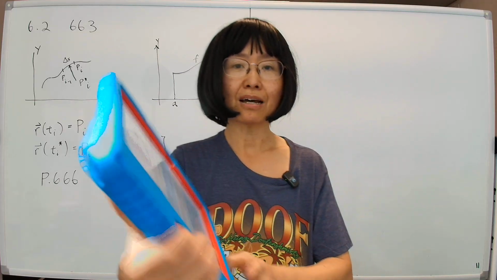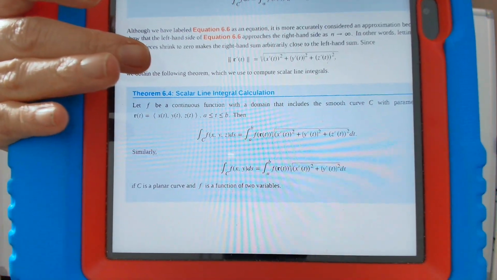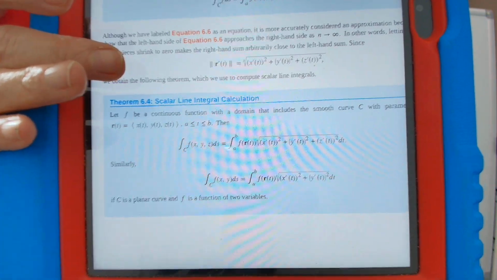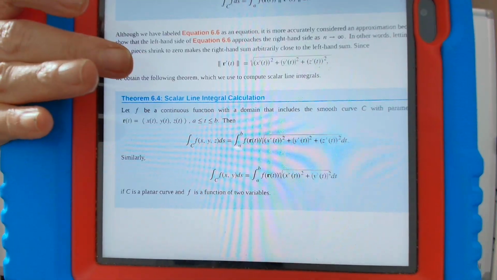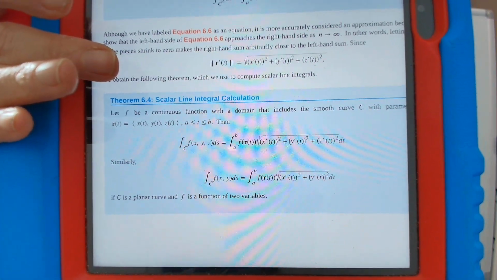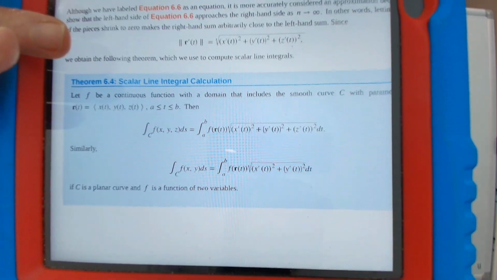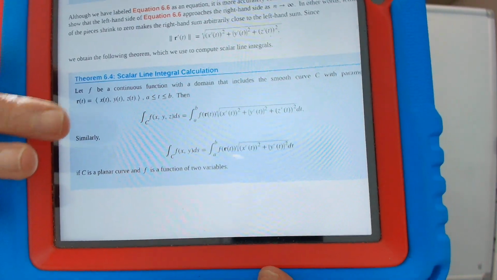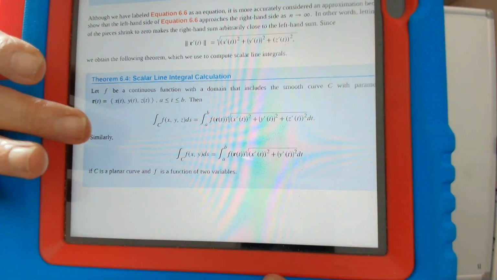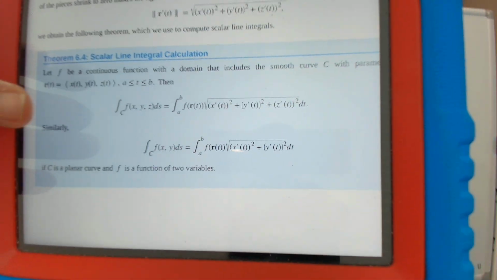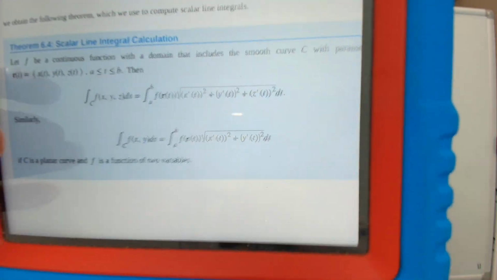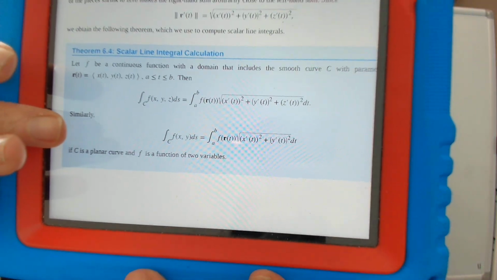So what was the magnitude of r prime of t again? Of course, that's the Pythagorean theorem, which is all the squares added together and take the square root. If it's 2D, then you only have two things, x and y. If it's 3D, you have x, y, and z, but the idea is the same. You just take the square root of this thing, as summarized here. This is the three-dimensional version, and down here is the two-dimensional version. Either way, you're going to do it.